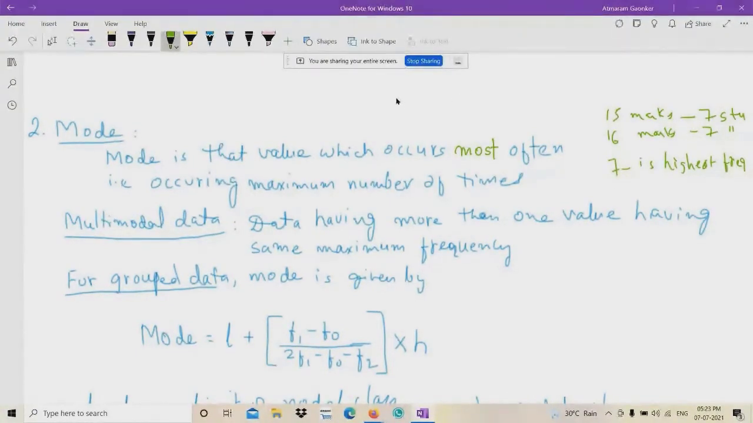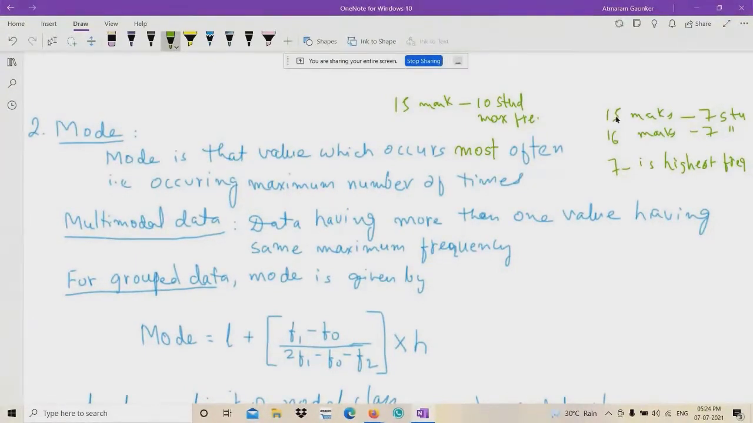So earlier I said 15 marks is secured by 10 students. That is maximum, so maximum frequency. So that time the mode was 15. Now here there are two observations, 15 and 16, occurring 7 times, but both are maximum times. So for this, the frequency is 7 for 15 and 7 for 16.